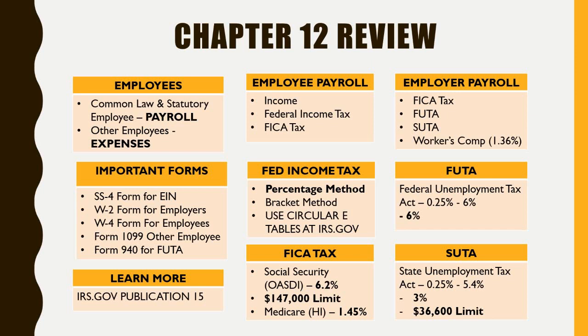And then as far as the employer side, you have to match the employee's FICA. You have to pay federal unemployment, state unemployment, and workers' compensation is a requirement. And of course, FUTA, once again, we're going to say is 6% for this class. SUTA is 3%, and workers' compensation is 1.36%. Okay.